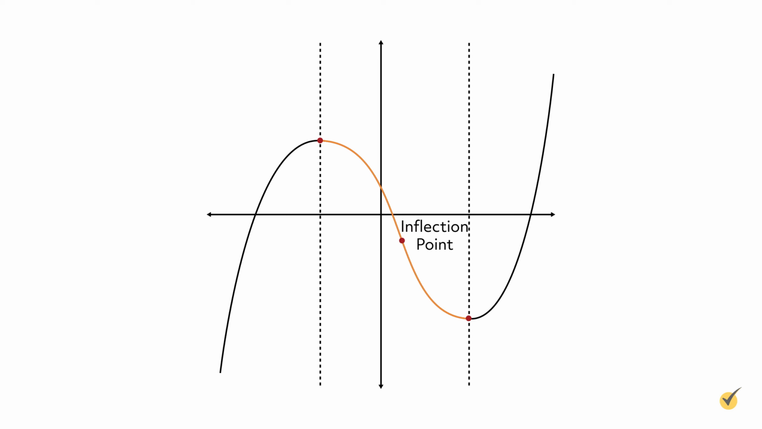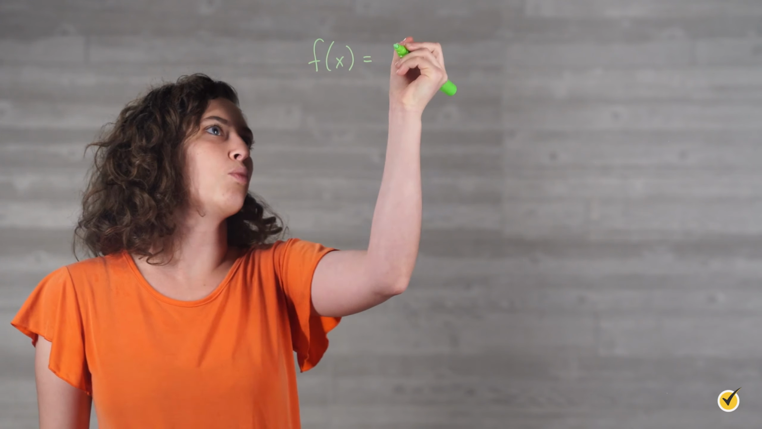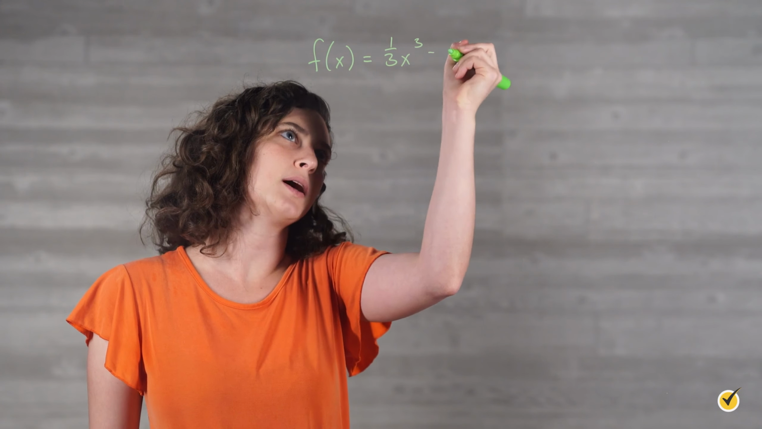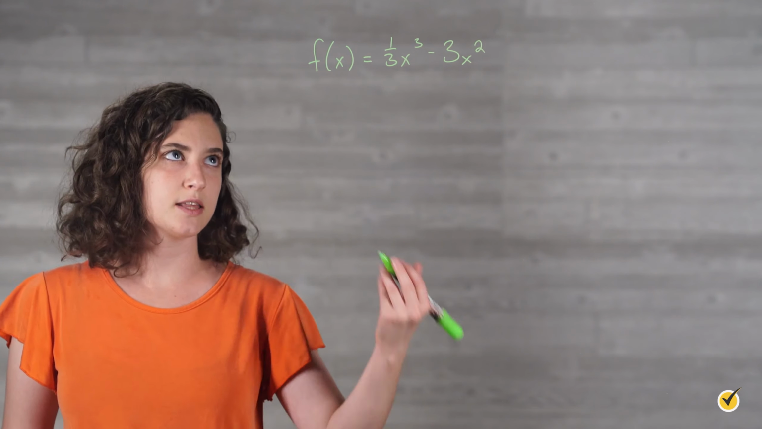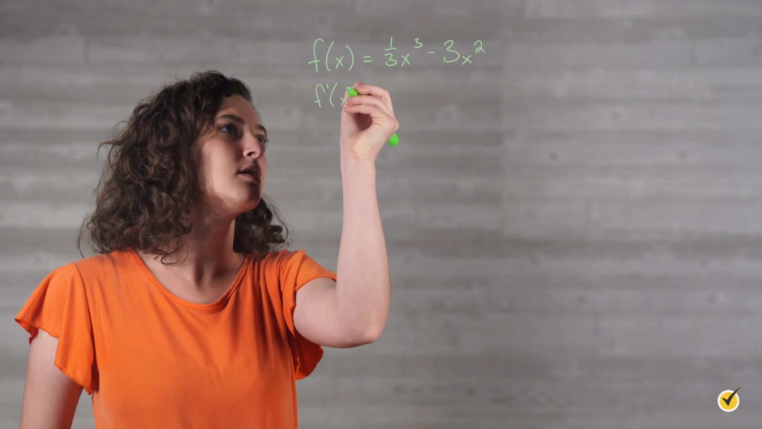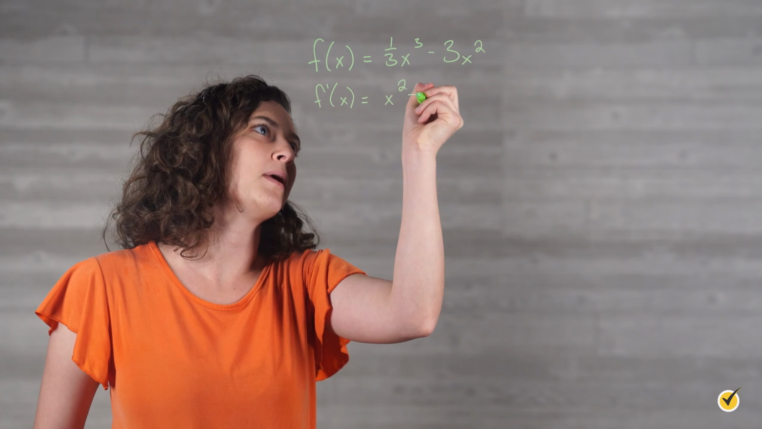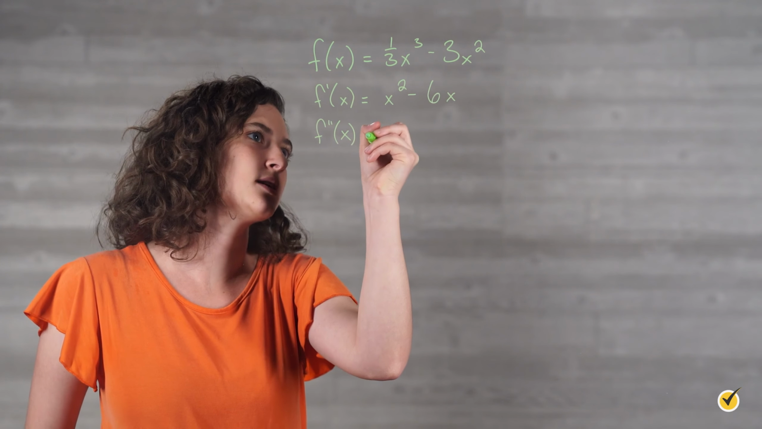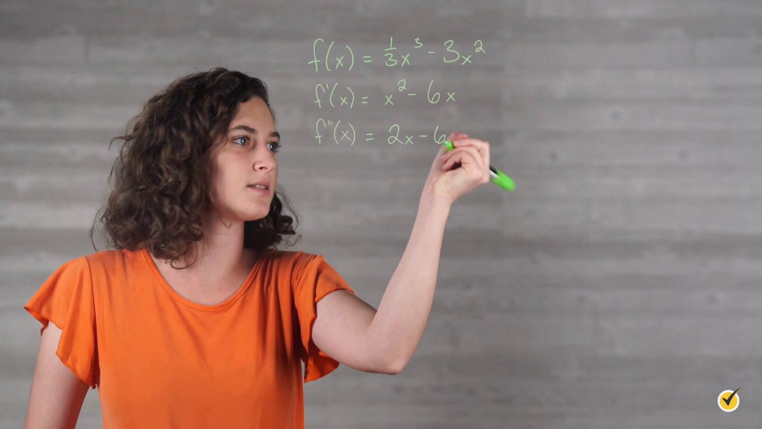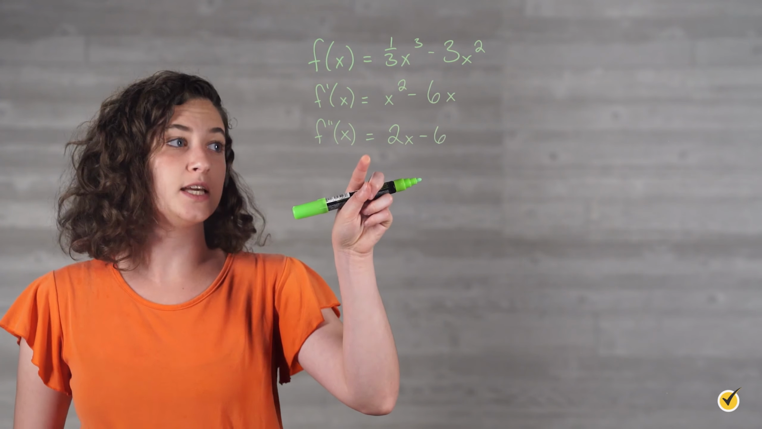As I mentioned before, inflection points can also be found algebraically by setting the function's second derivative equal to 0 and solving. For example, we can find the inflection point for the function f of x is equal to 1/3 x cubed minus 3x squared by finding the second derivative. So we're going to take the first derivative and we'll have f prime of x is equal to x squared minus 6x. And then we'll take the second derivative, f double prime of x is equal to 2x minus 6. And then we can solve for where this equals 0.